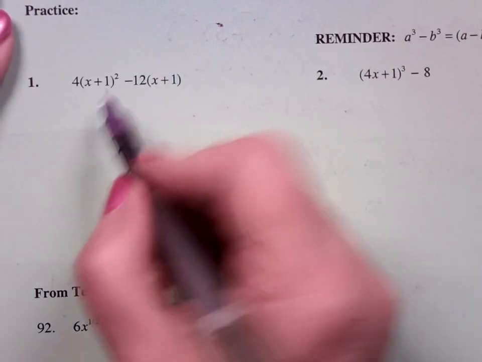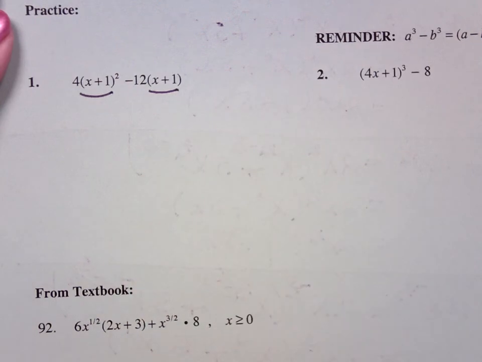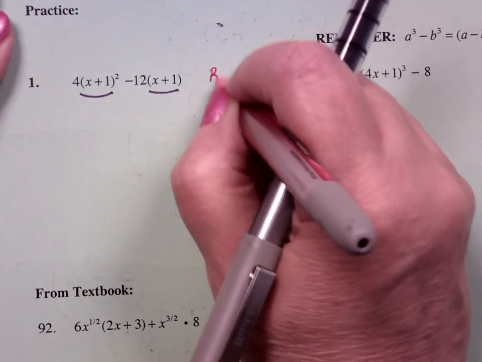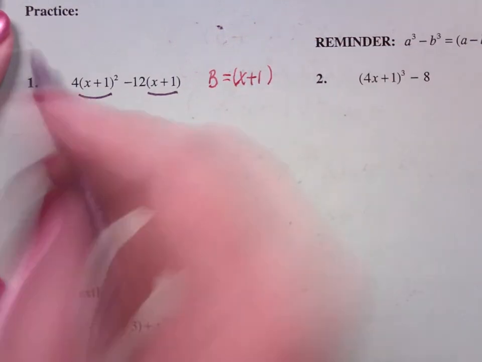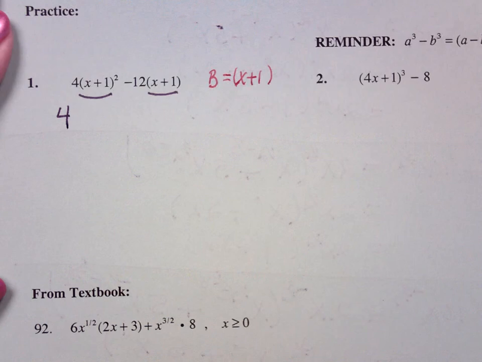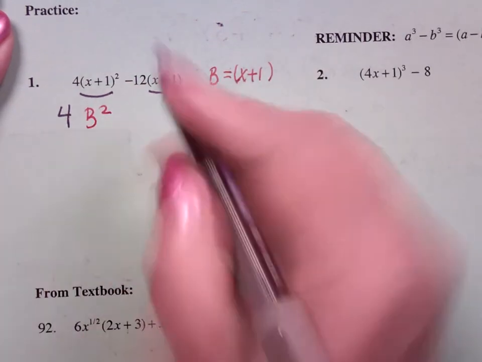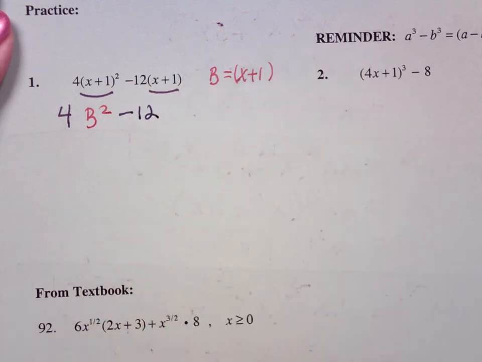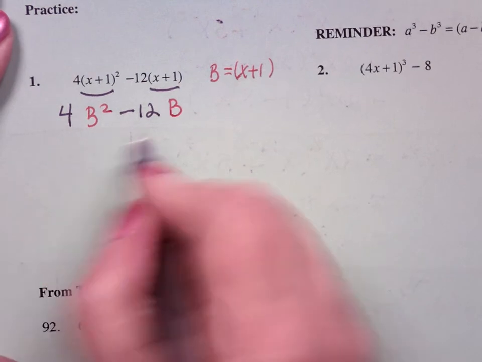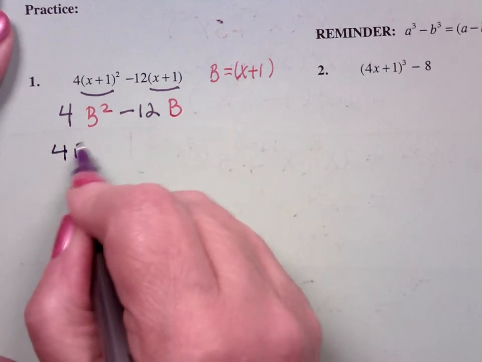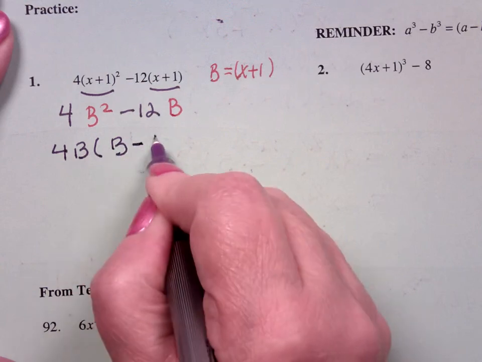So here you notice I have an (x+1)^2 and an x+1. So I'm going to let b, for blob, be x+1. So this is going to be 4(x+1) is b squared minus 12, x+1 is b. So this becomes greatest common factor is 4b, and I'm left with b minus 3.